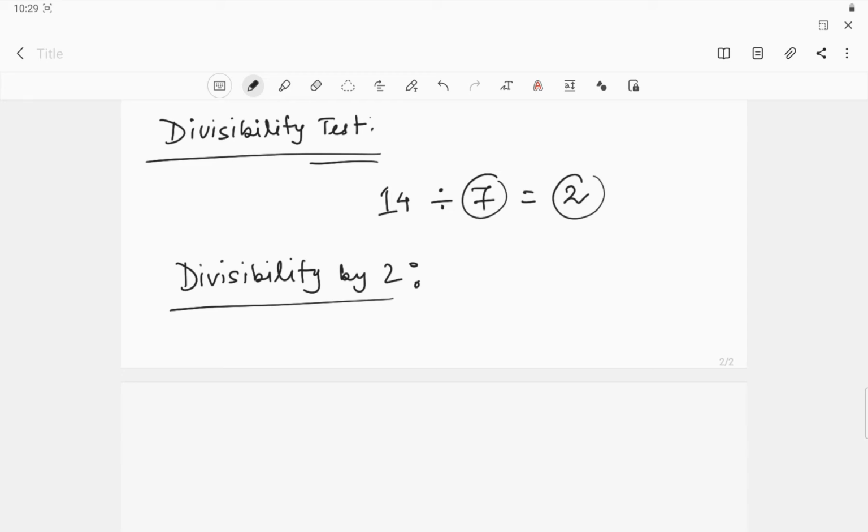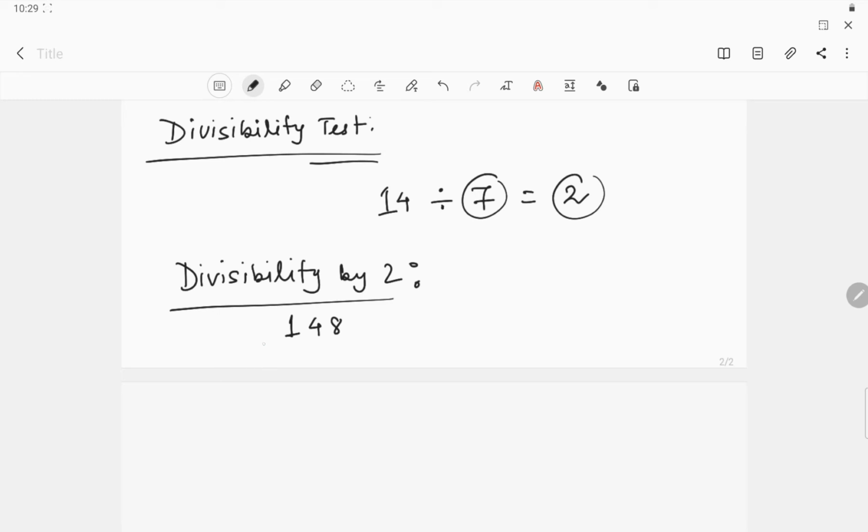If the numbers are even, then you can easily tell them the number is divisible by 2. I am repeating again. If the number is an even number, then you can say that the number is divisible by 2. Suppose I am taking 148. Is it divisible by 2? Yes, because this is an even number.